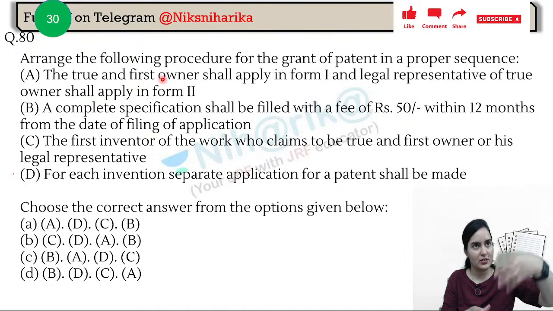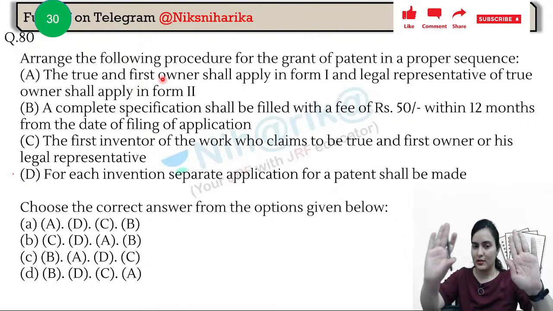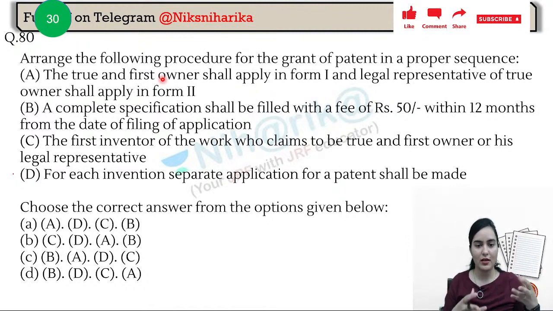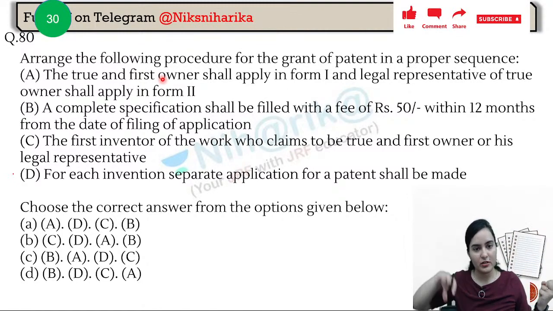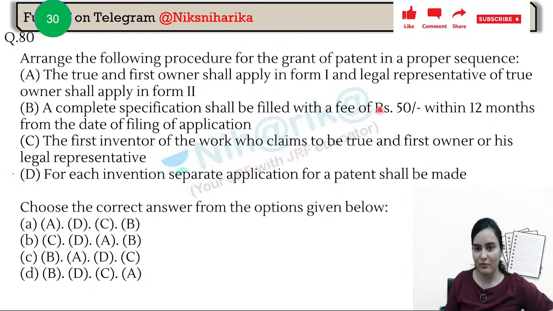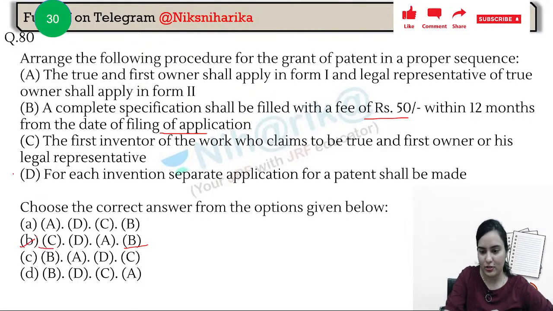That means, see, first you have to decide about the true owner and the legal representative. Then you have to categorize all the inventions, and then a separate application for the patent shall be made. Now the third step is the true owner will apply in form 1, the representative will apply in form 2, and then you have to complete by giving some fees. So fees have to be always in the last step, right? Fees within 12 months from the date of filing the application. Complete the whole process and you'll get your answer.